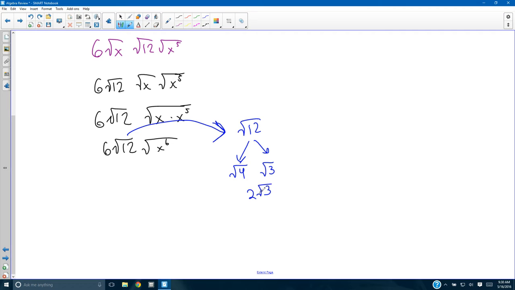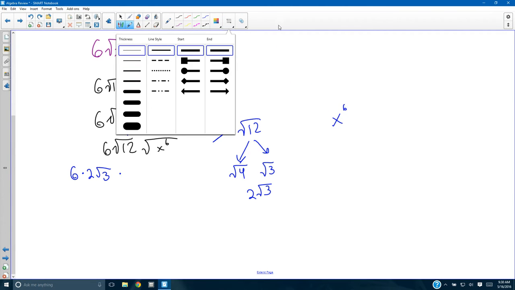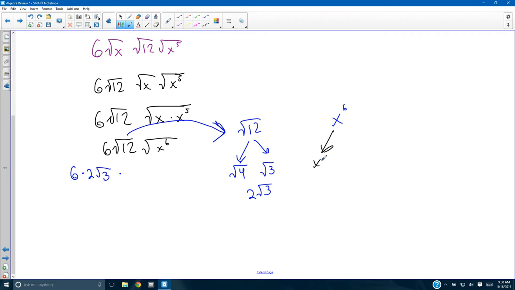The square root of 4 is 2, so this value is 2 root 3, 2 times the square root of 3. So this all becomes 6 times 2 root 3 times x to the 6th. The same idea. This will be a lot more straightforward. Factor out perfect squares. What are perfect squares of x to the 6th? x squared, and x squared. There are 3 of them.